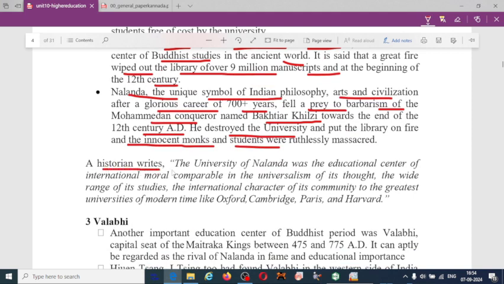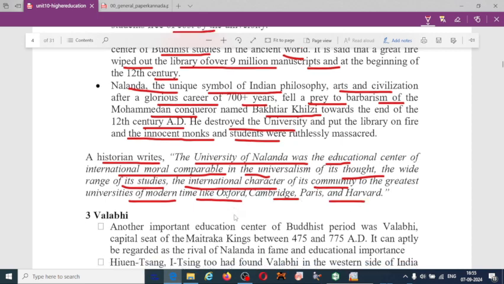So, history and war. The University of Nalanda was an educational center of international moral standing, comparable in the universalism of its thought, the wide range of its studies, and the international character of its community to the greatest universities of modern times like Oxford, Cambridge, Paris, and Harvard.